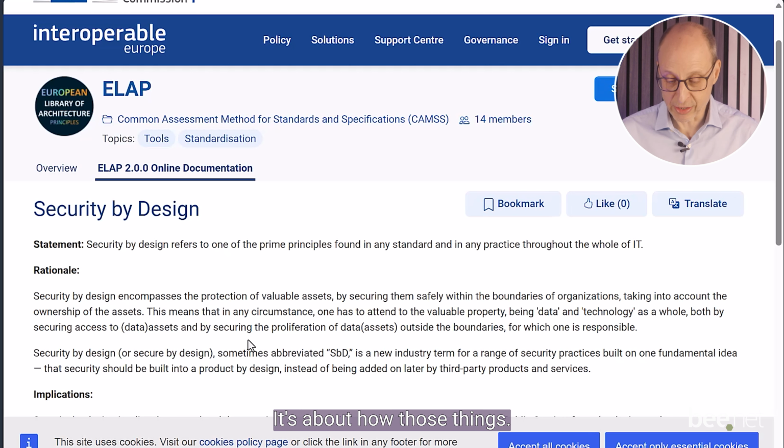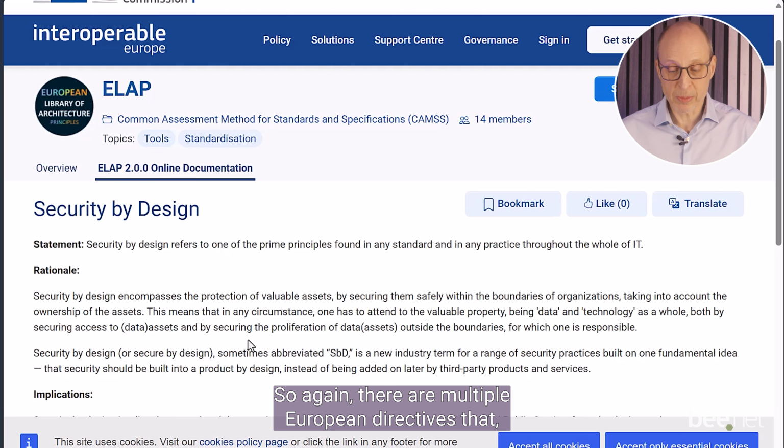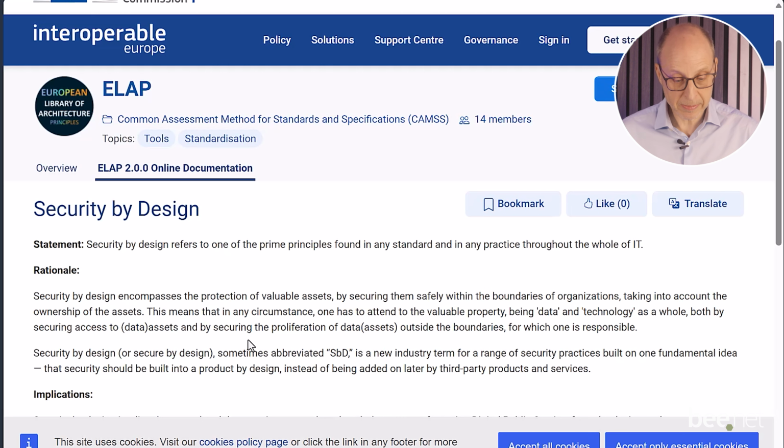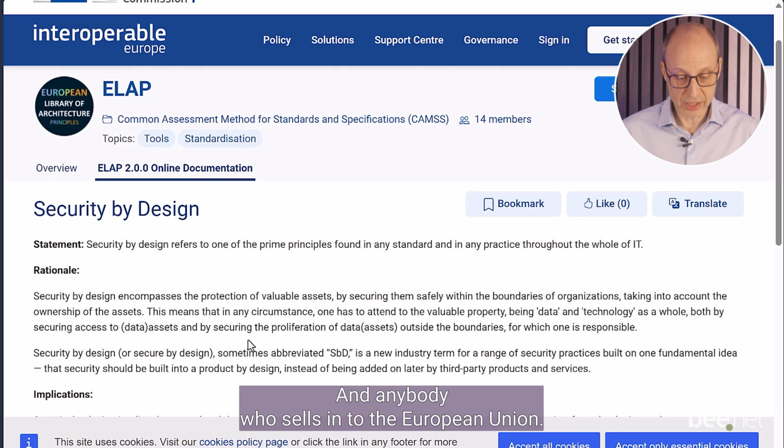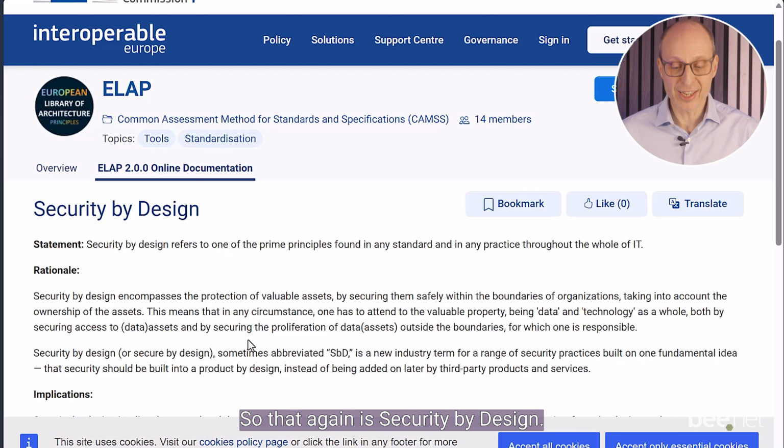It's about how those things. So again, there are multiple European directives that enforce that across the European Union and anybody who sells in to the European Union. So that again is security by design.